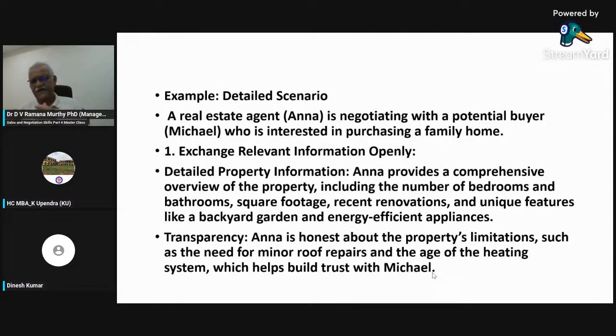That means you have to suggest that this is the area where there is a problem, and there are minor repairs you need to do with regard to roof repair or wall repair or whatever it is, and the age of the heating or cooling systems, if there is any. This may help build trust between yourself, Anna, and Michael, the potential buyer of the house.